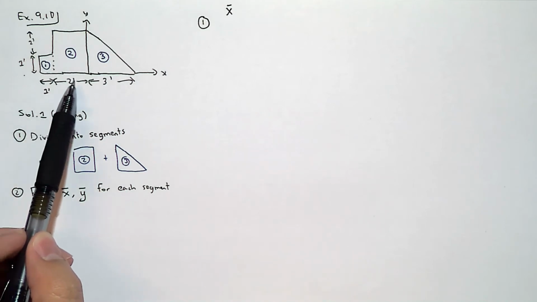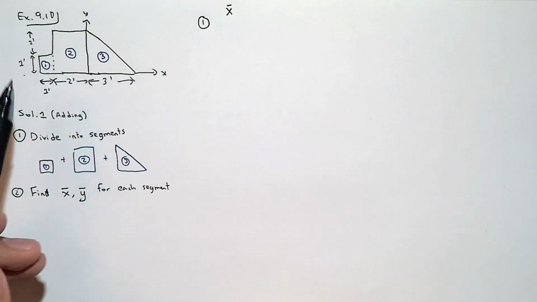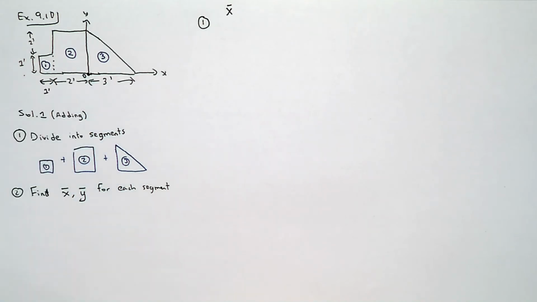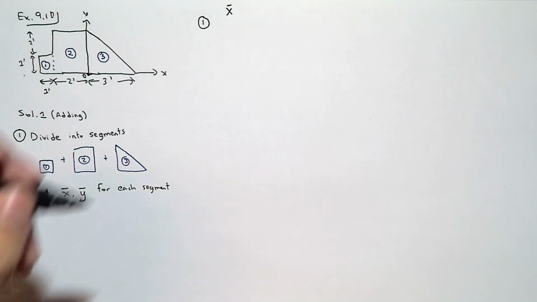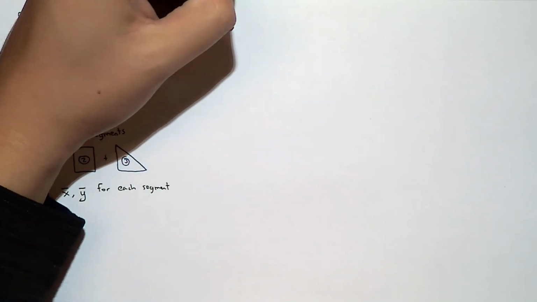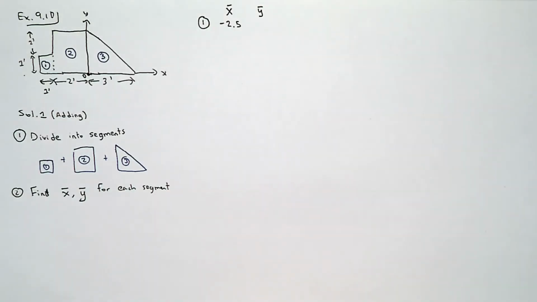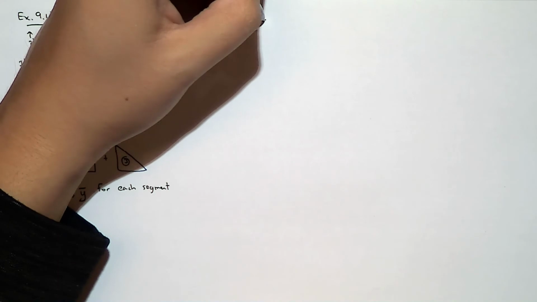4, 5, 4, 5. Remember, we're looking at it from this origin. 2.5. Negative 2. There we go, negative 2.5 for the x. And Thomas, what were you saying for the y? 0.5. 0.5, that's correct. Does everybody agree with Thomas?